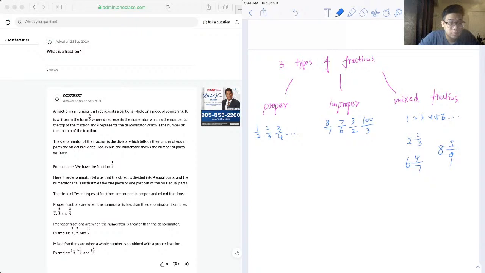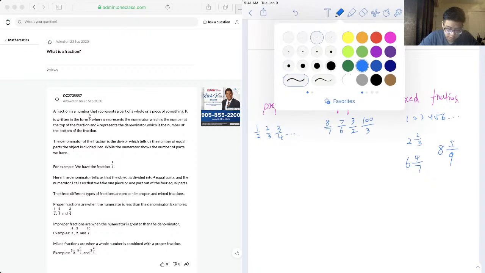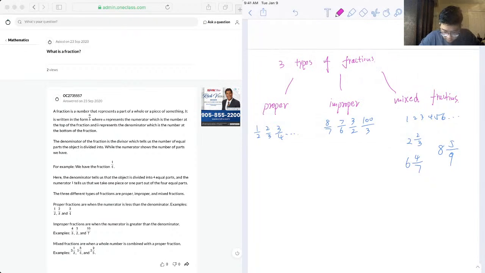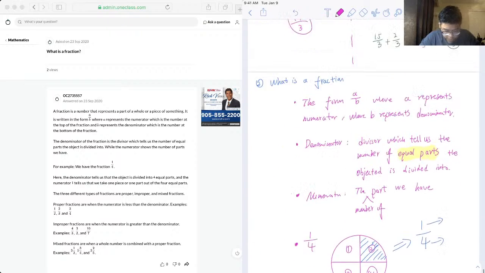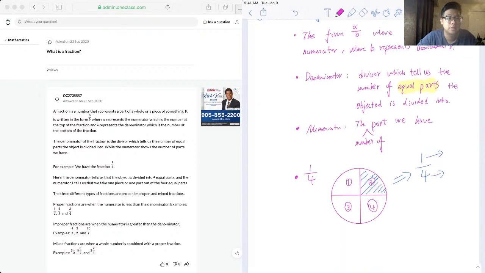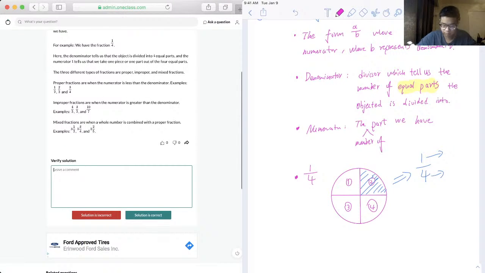So these are the three different types of fractions we have. And yeah, I think that's it for this question. Let's leave a comment there. Good job. Correct.